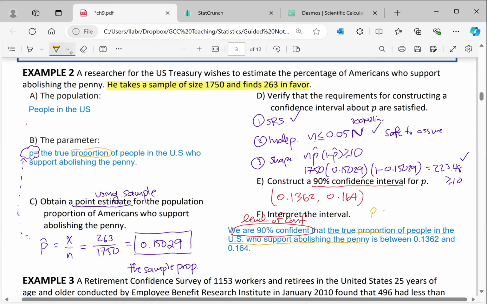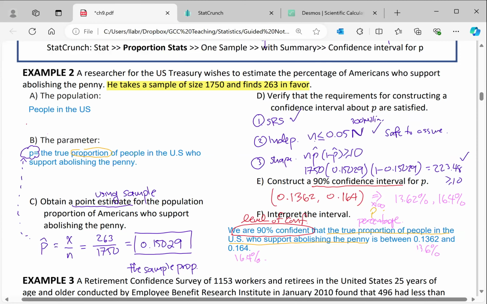What you can do is you can swap these. Instead of saying proportion, you could replace that with percentage. And if you replace that with percentage, you just have to make this into a percentage. Remember, if it's 0.1362, all we do is multiply by 100 and we'll get the percentage. So it'll be 13.62% and 16.4%. So we replace that here. And there we go. We've got our first complete confidence interval problem.